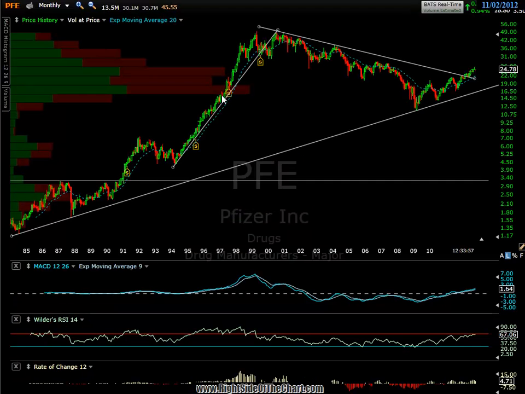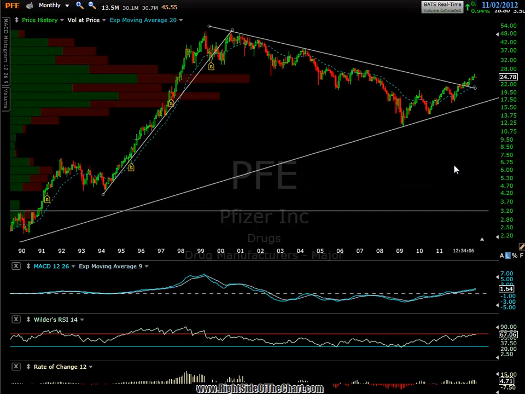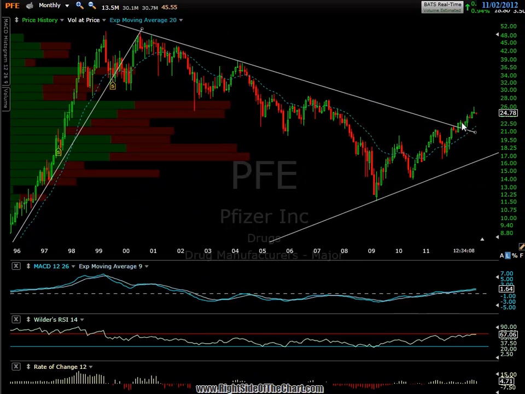And now if we look at a longer term chart, this is a monthly chart. Here's a long-term uptrend line on Pfizer, and this was a long-term downtrend line, pretty well defined, as you can see here, which prices recently broke above. So that in itself is a bullish event.